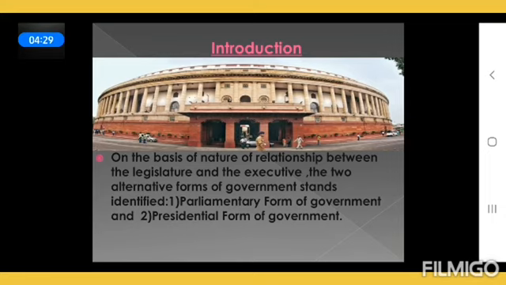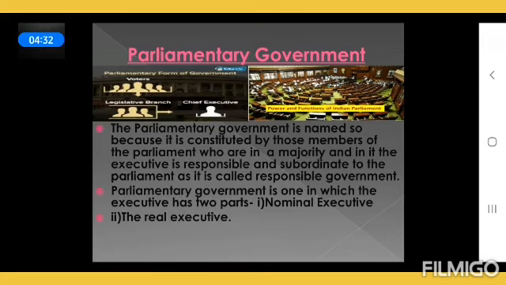Now let us discuss the meaning of the parliamentary form of government. The parliamentary government is named so because it is constituted by those members of the parliament who are in majority, and in it the executive is responsible and subordinate to the parliament. As I have already told you, there is a close and continuous relationship between the legislature and the executive, because the executive is constituted out of the legislature.